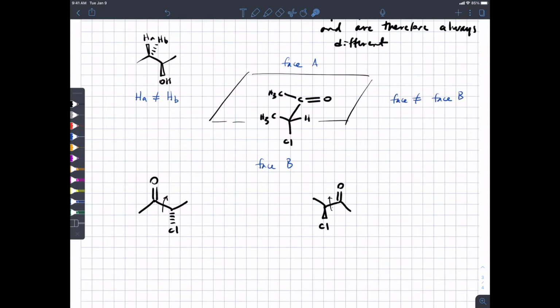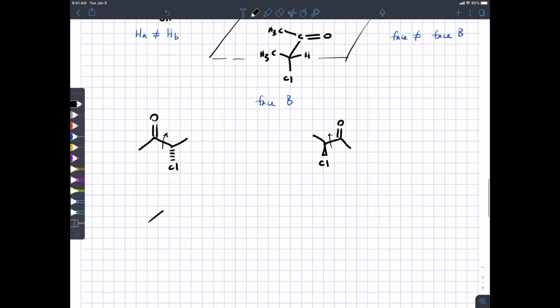You could say, well, okay, fine. What if you rotate here so that the chloro group is up? Okay, we can do that.